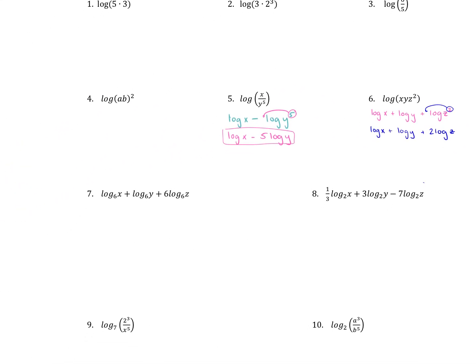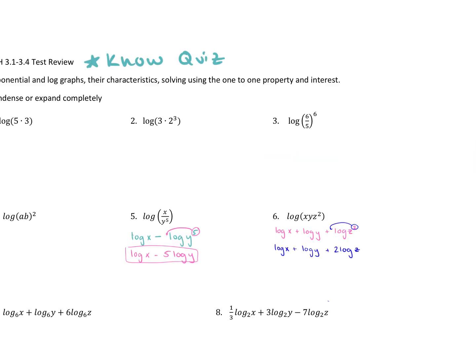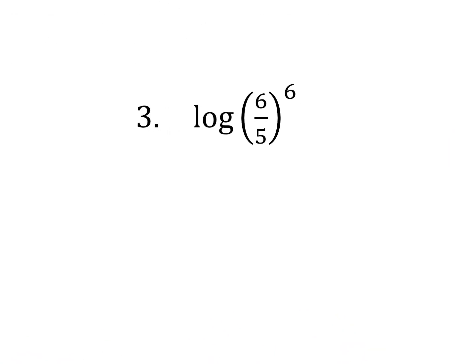Let's condense in number 7. Could you do number 3? Yes, we could do number 3. I saw like it said 1 minus. So because here we're dividing, so we're going to subtract.